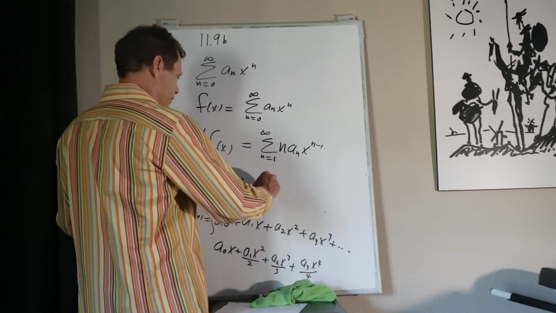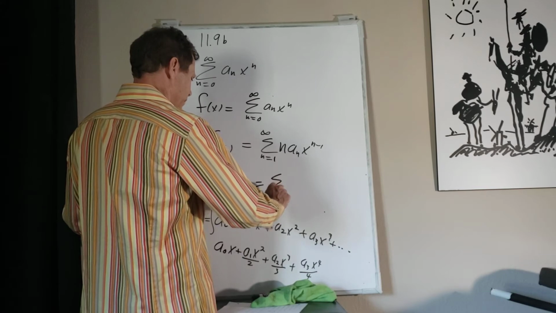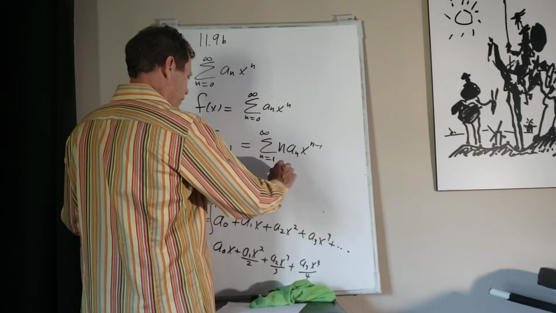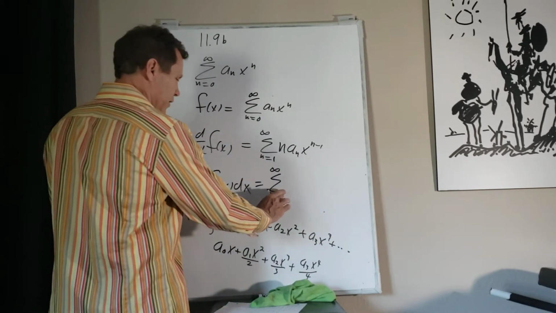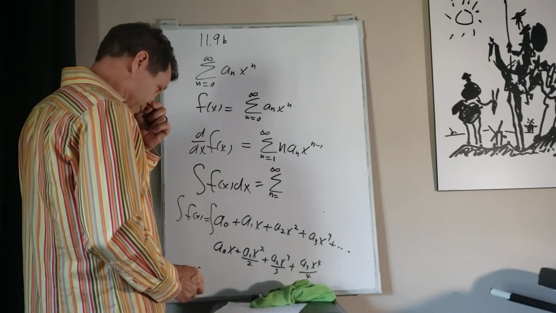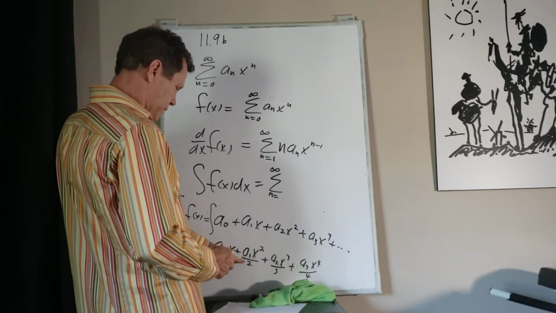Okay, so what does the integral of this thing look like? Summation n equals 1 to infinity. I'm not sure if it's 1 or not. And let's see how we write this. Okay, just pick this one.